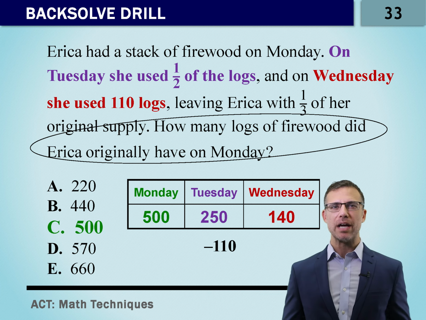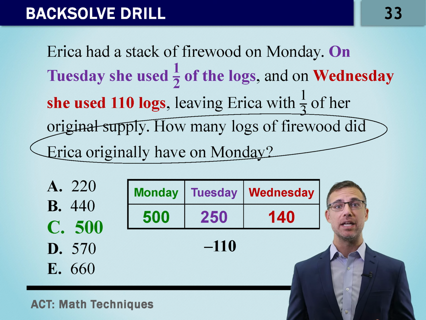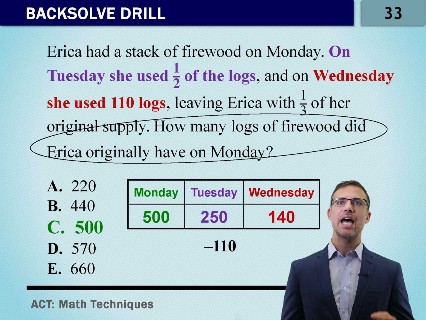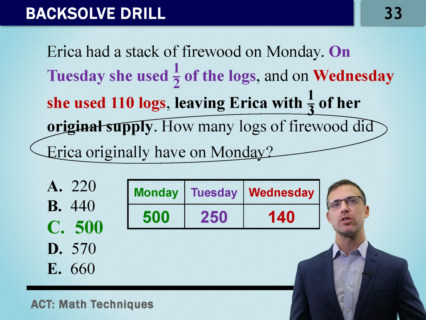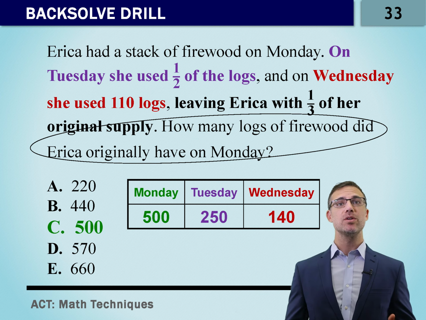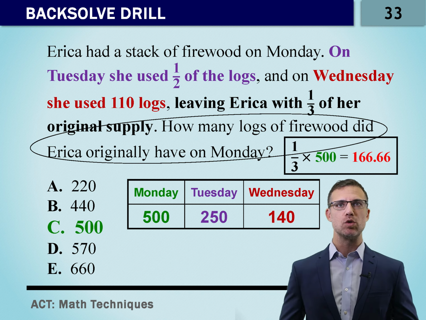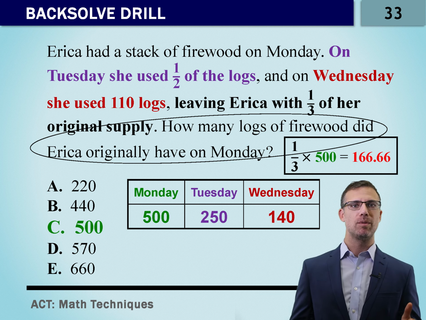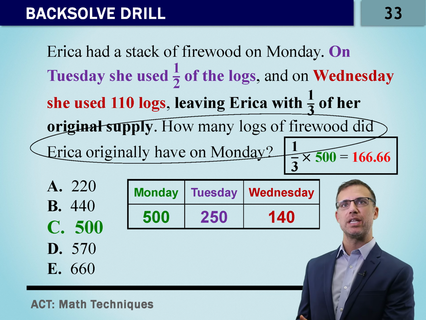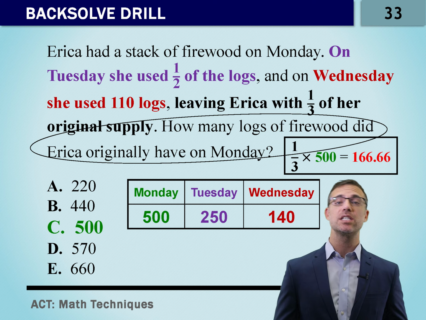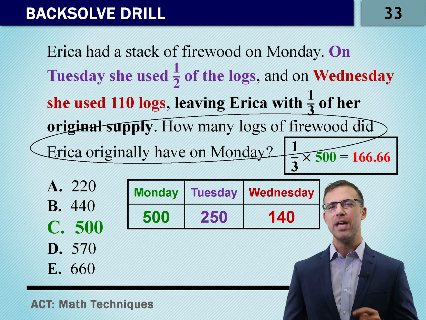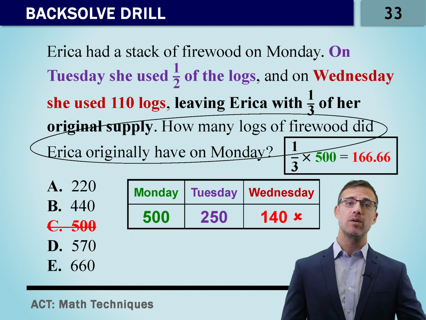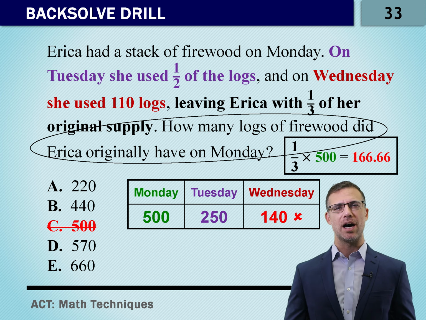It may not be very obvious right away whether we've gotten the number we want to look for. What are we supposed to test, however? Is that 1/3 of her original supply? Well, we've got the numbers to test this out. 1/3 times 500 is 166. So if we had started with 500, and this problem were to work out perfectly to have 1/3 at the end, we should have 166 and 2/3 logs. Do we have that? No, we only have 140. We need some more logs.